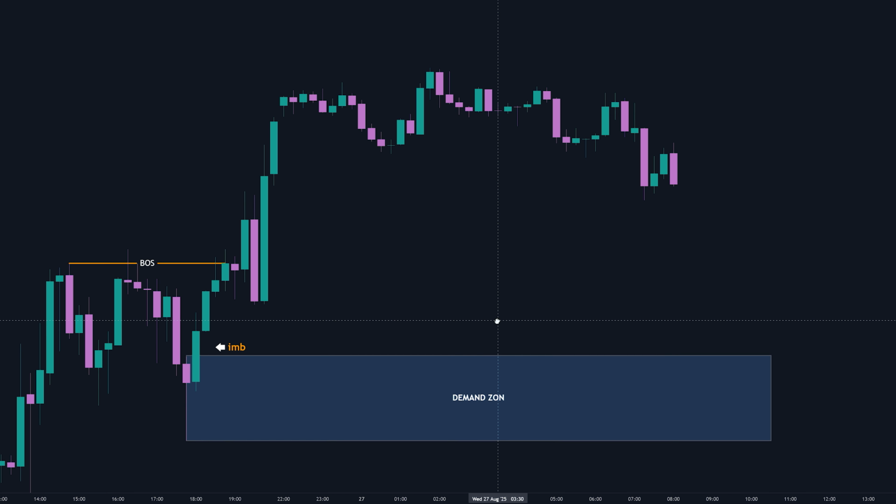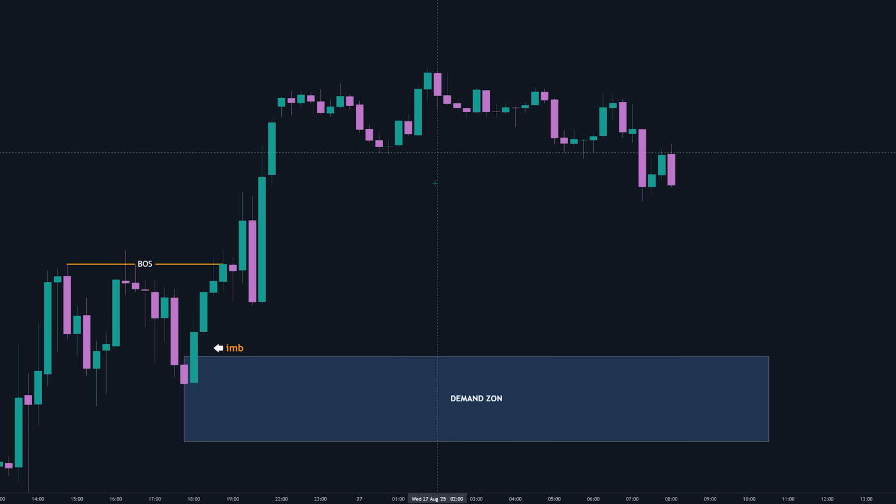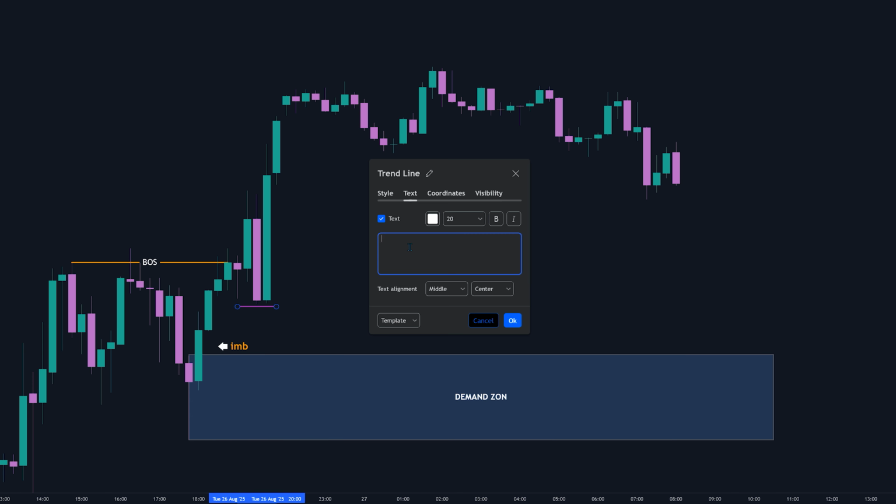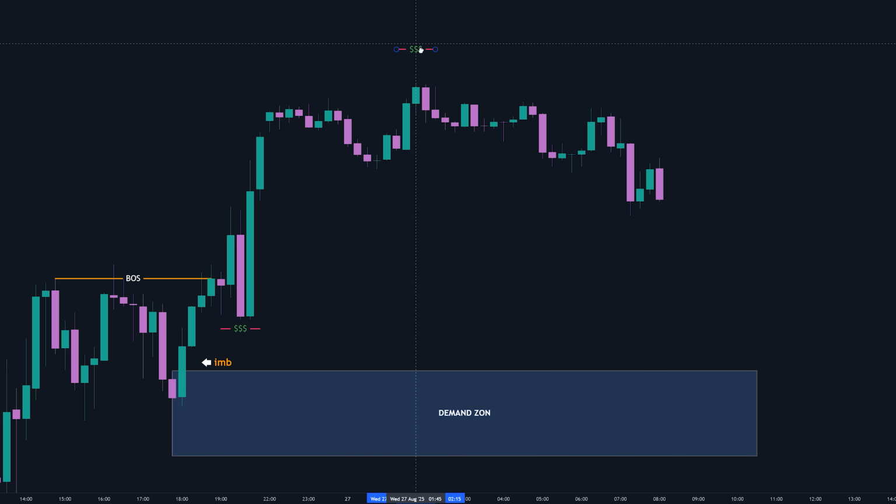Now that we've marked our demand zone, the next step is to build our trade plan. This is where we look at inducements and liquidity to shape our entry, stop loss, and target. If you look closely, you'll notice something important. This leg already had inducement and liquidity has been swept. That's a strong sign. For our target, we can also see another pool of liquidity sitting around the trend line.